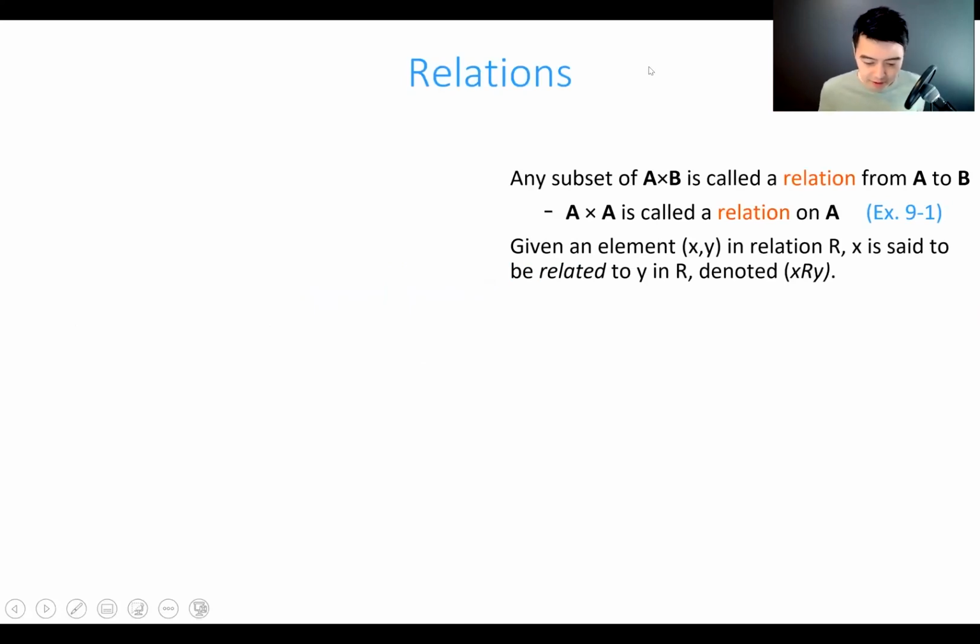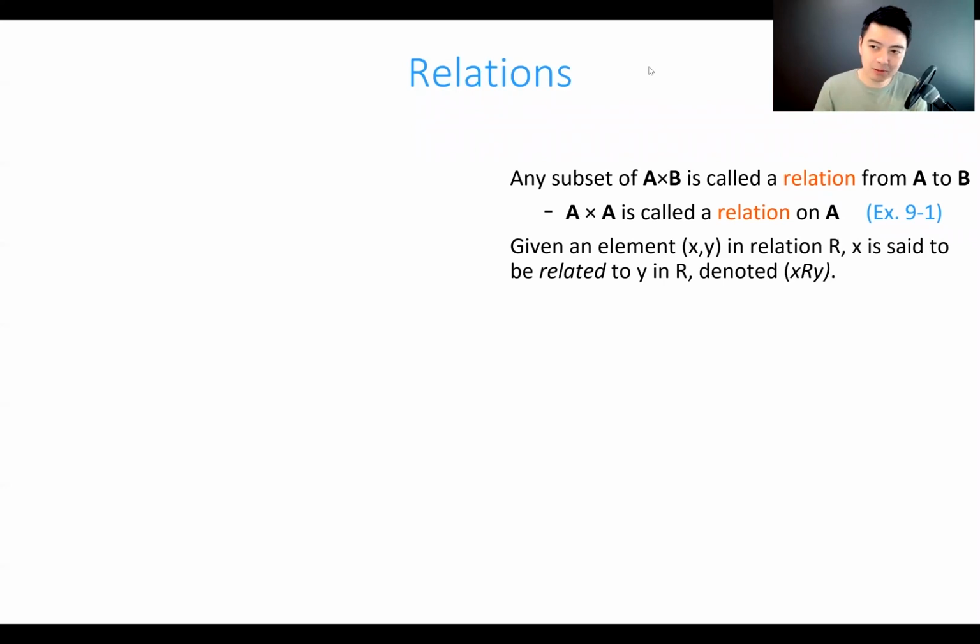The definition of a relation is a subset of A cross B. Now, this is a definition that we gave earlier in the course, but anytime we're talking about a relation, we're always talking about two sets, okay? Whether we're talking about A cross B, or we may be talking about A cross A in the case where we say it's a relation on A. If we say this is a relation on A, what we typically mean is that there is a relation from A to A. So we're working on the same set.